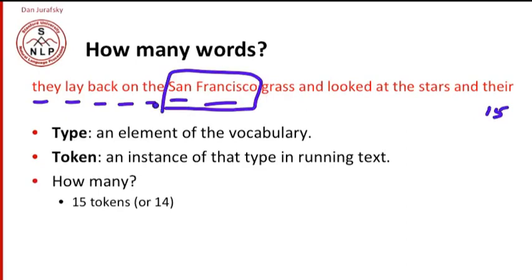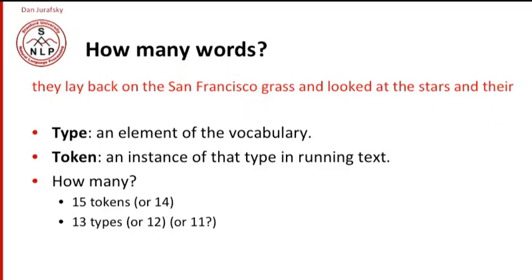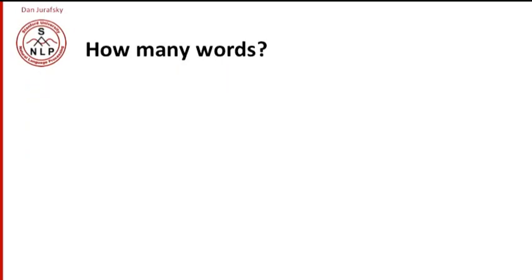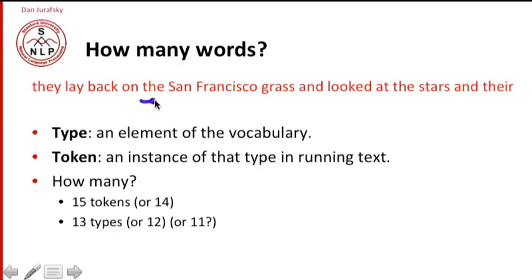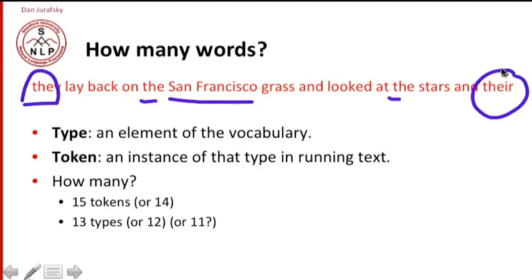How about types? Count for yourself. Well, there's 13 types, again, depending on how we count. We have multiple copies of the word "the". Again, it depends if we count San Francisco as one word or two. And remember our lemmas: they and their are the same lemma, although they're different word forms. We might want to count them as the same type, depending again on our goal.